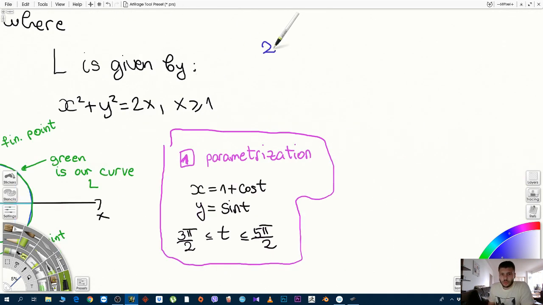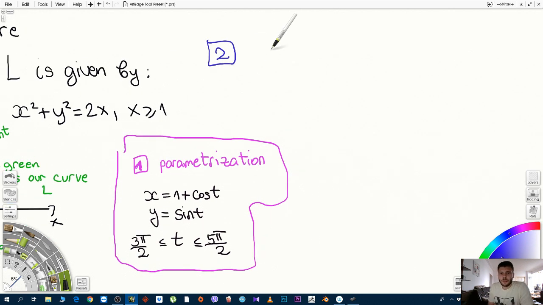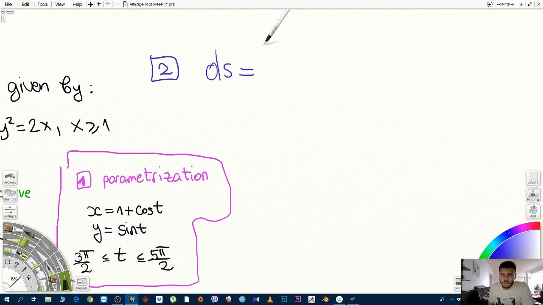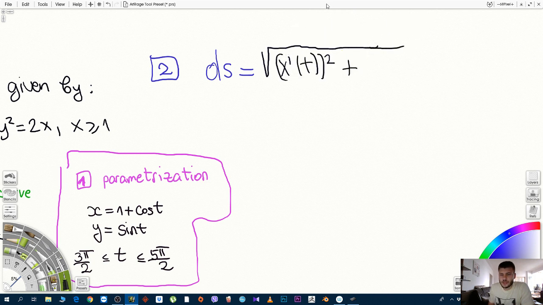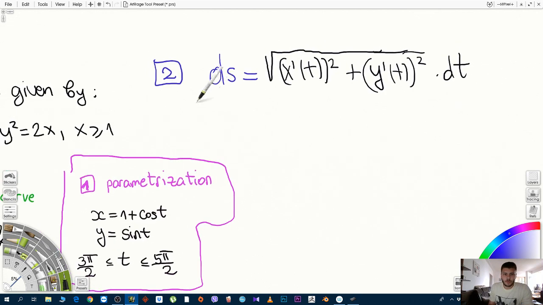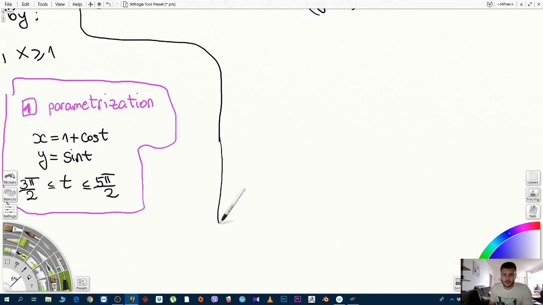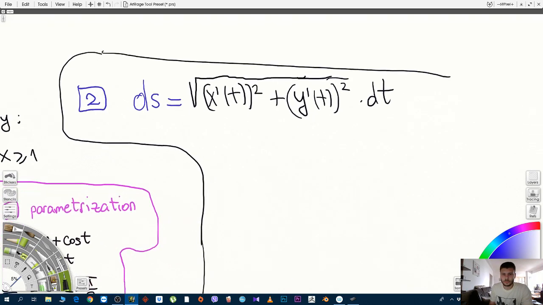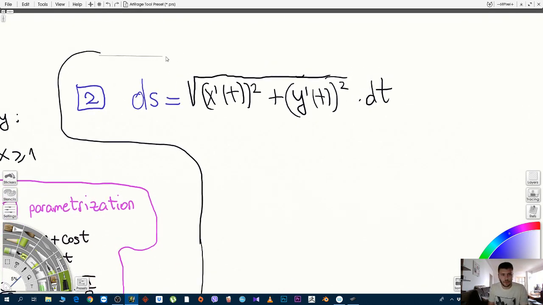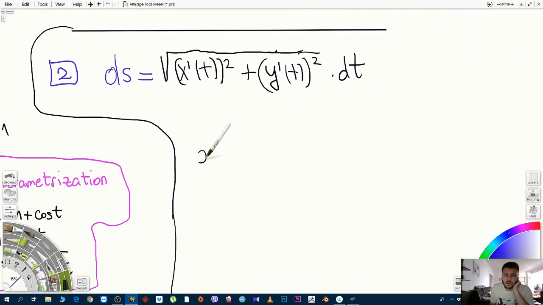The second step will be to calculate the line element ds, which is given by the formula square root of derivative of x squared plus derivative of y squared times dt. Okay, let's calculate derivatives.